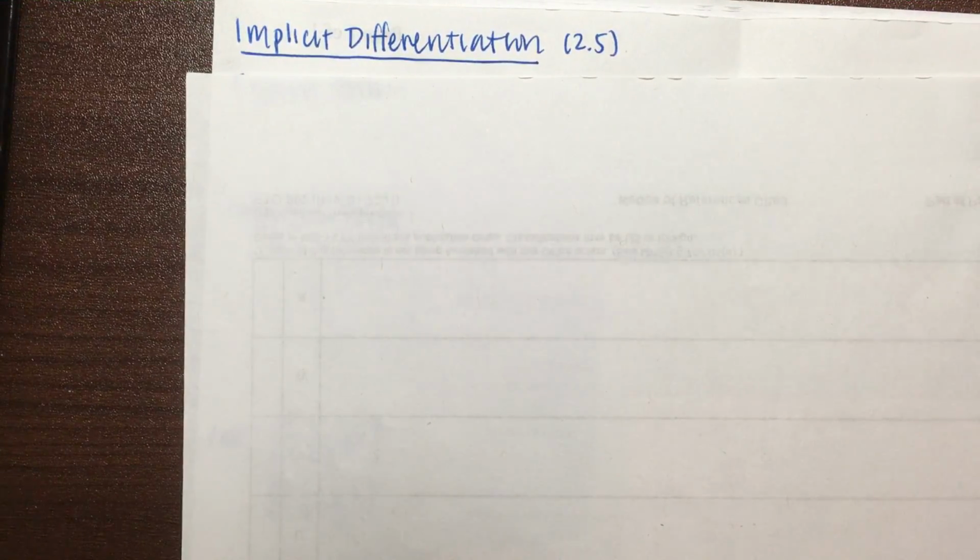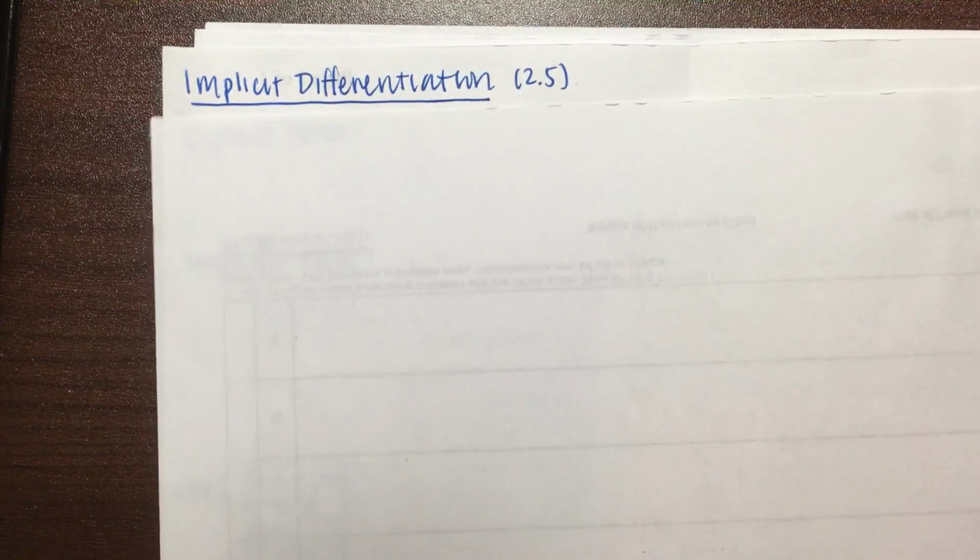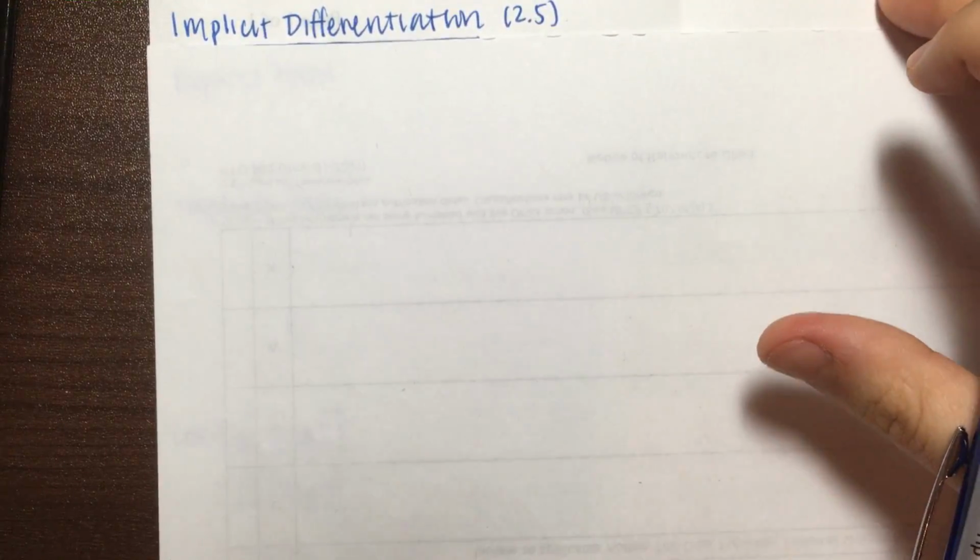Hi guys, so I'm going to be talking about implicit differentiation, which is 2.5. Okay, so I'm going to start off with defining some vocab words.